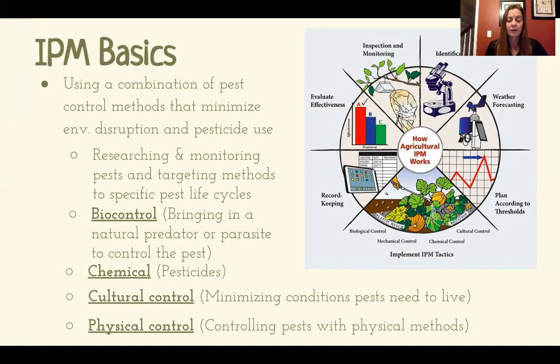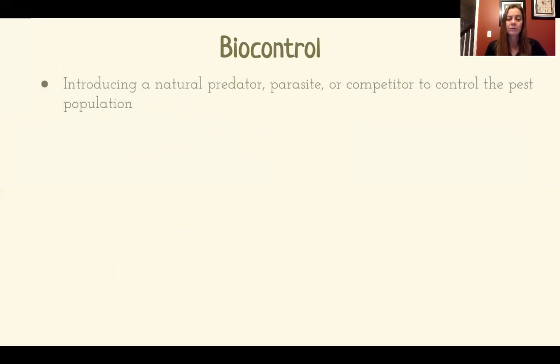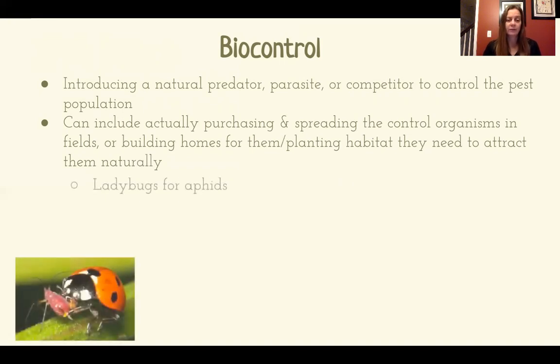So let's jump in and talk a little bit about each of those aspects. So we've already talked about chemical control and pesticides, so we're going to talk about biocontrol or biological controls. So this means introducing a natural predator or a natural parasite or a natural competitor to control the population. So this can take 2 forms. You can either purchase and actually spread the control organisms in fields, or you can create habitat that is appealing to those predators and attract them naturally.